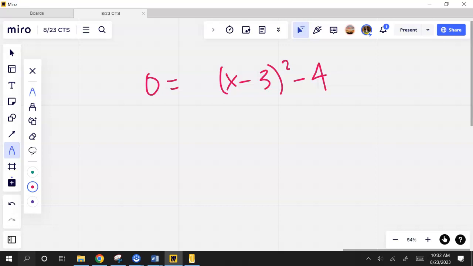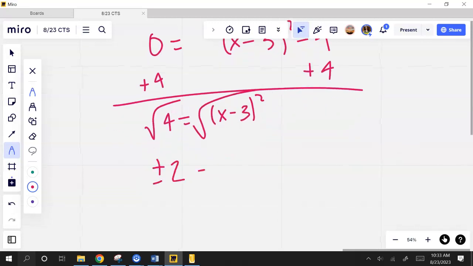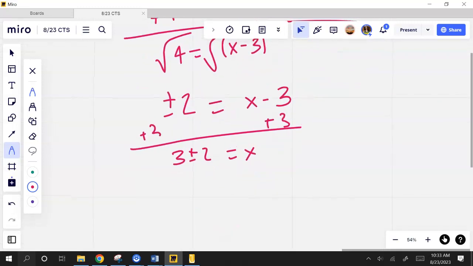What'd you do first? Add 4. Now what? Square root. That's exactly right. What's the square root of 4? Plus or minus 2. Then plus 3. Add the 3. So if I add 3, I end up with 3 plus or minus 2 equals x. And those are whole numbers that I can split up, right? So x is 3 plus 2, which is 5. Or x could be, that's why it's plus or minus, 3 minus 2, which is 1.